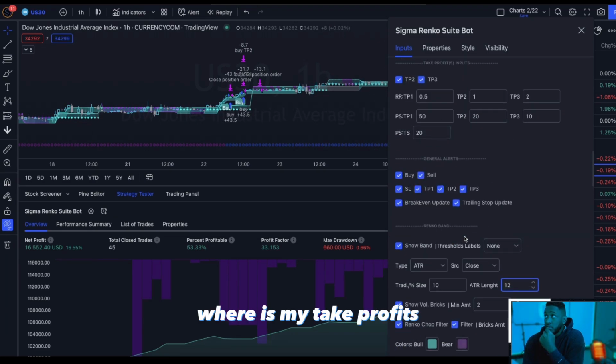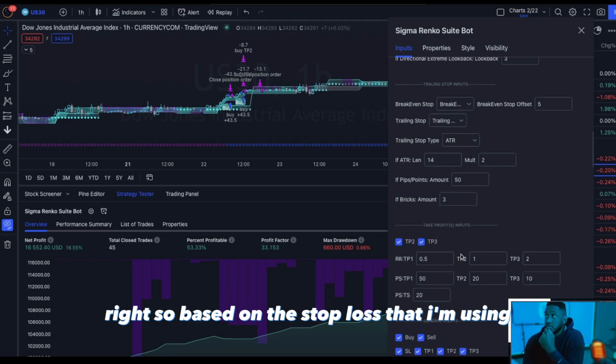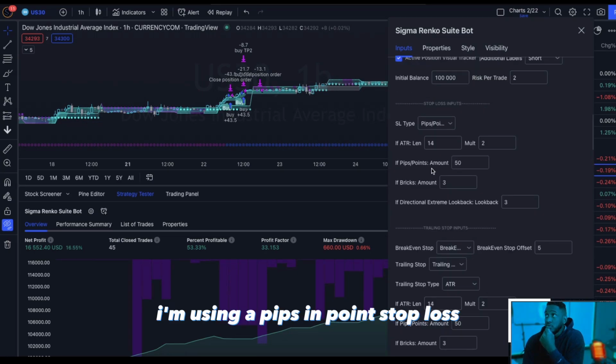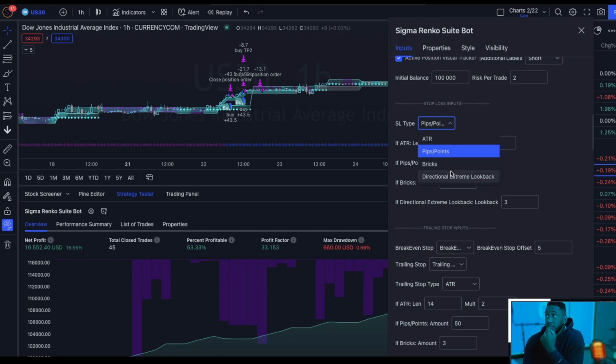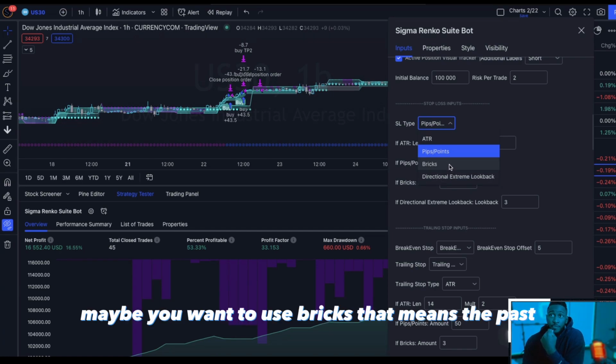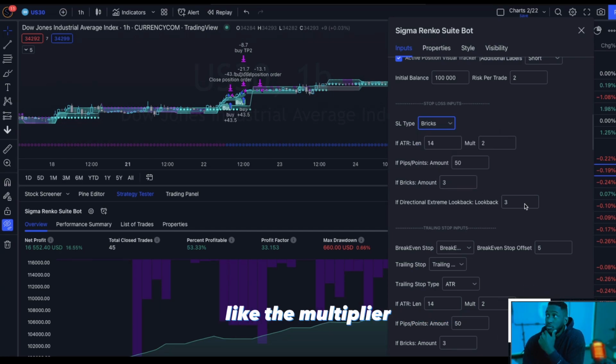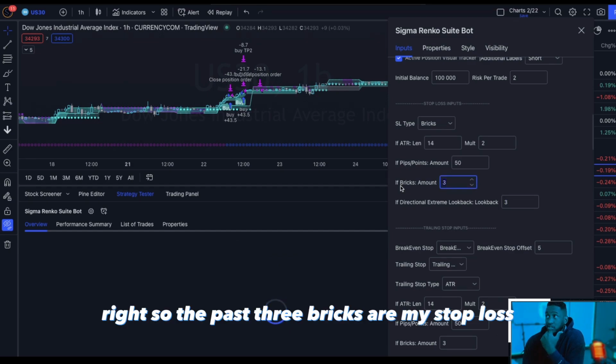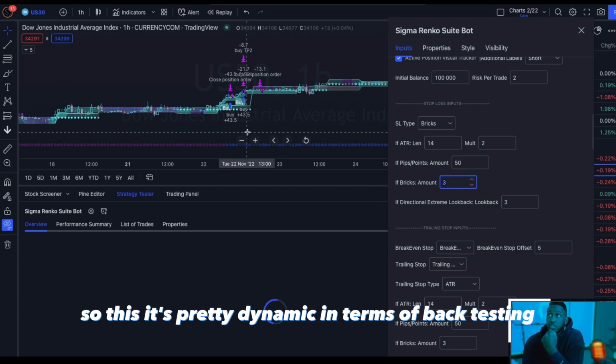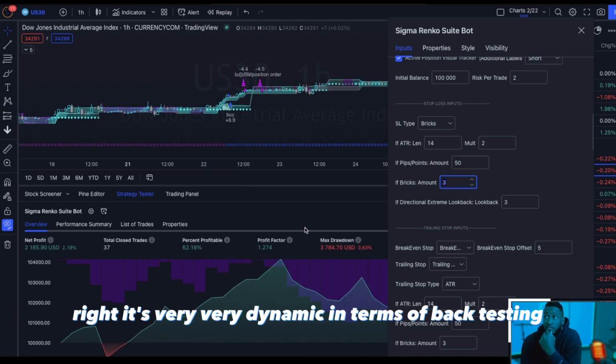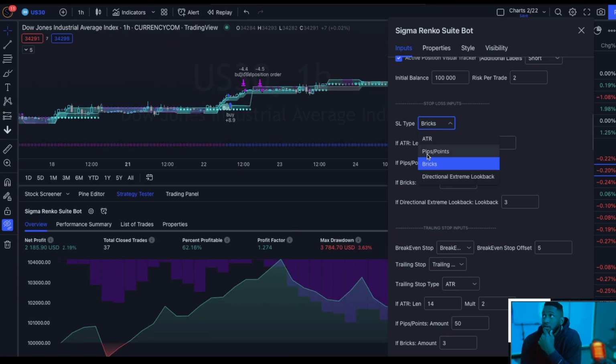Where's my take profits, right? So based on the stop loss that I'm using, a pips and point stop loss. Maybe you want to use bricks. That means the past, like the multiplier, right? So the past 3 bricks are my stop loss. So it's pretty dynamic in terms of back testing, right? It's very, very dynamic in terms of back testing.